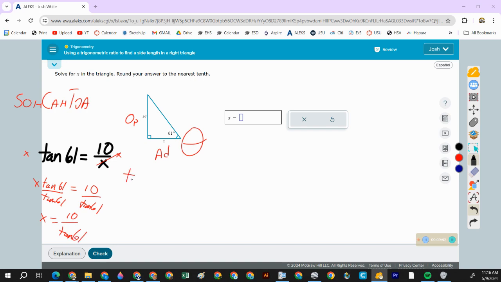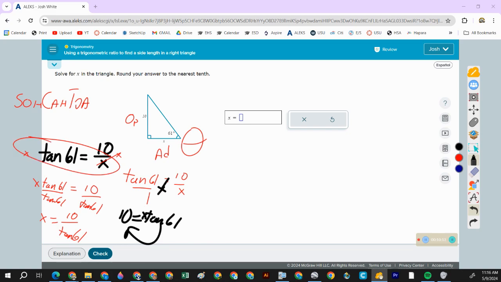Another way to solve it would be to cross multiply. So we cross multiply, and I get 10 equals x tangent of 61, and then we divide by the tangent of 61. Okay? In both cases, I get x equals 10 over tangent 61. Here's the shortcut. If the variable's on the bottom, then just switch those. And we get 10 over tangent 61.